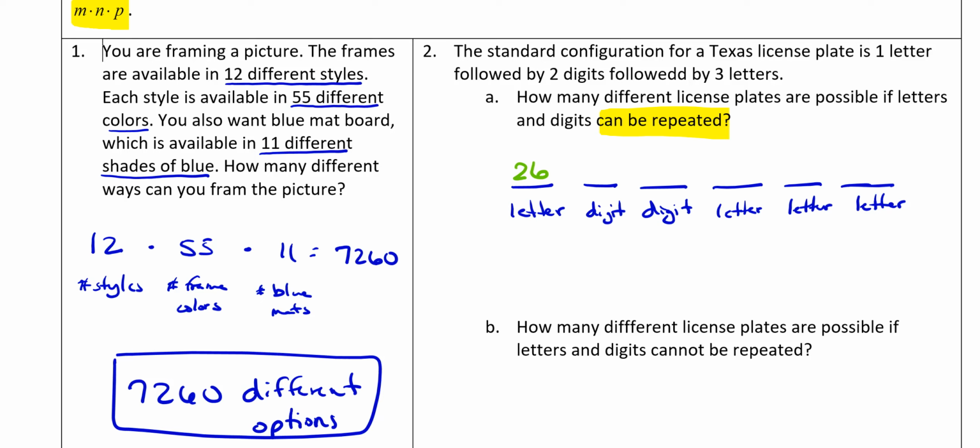So there are 9 digits. Okay, so 9 digits. Now, I'm sorry, I don't know why I said 9. There are 10 digits. I got so carried away. 10 digits. Let's try that again.